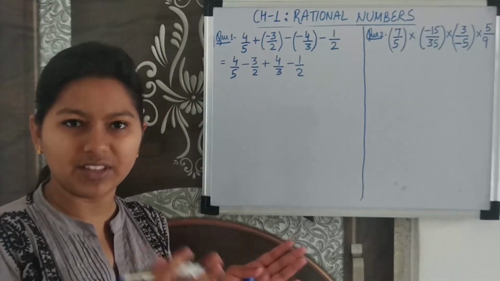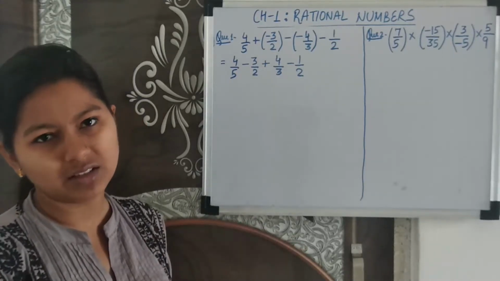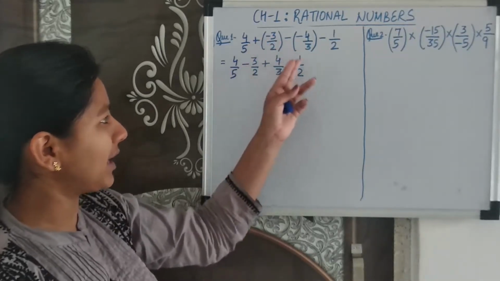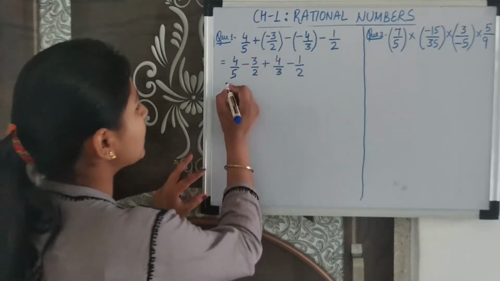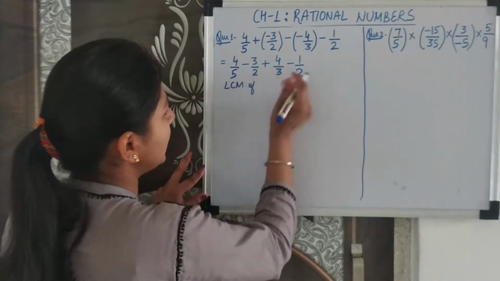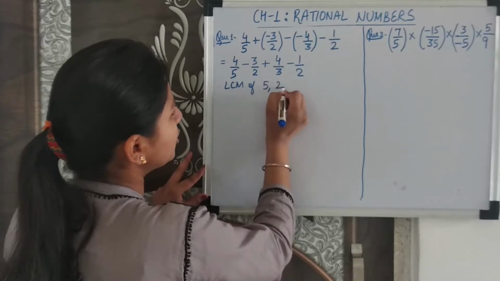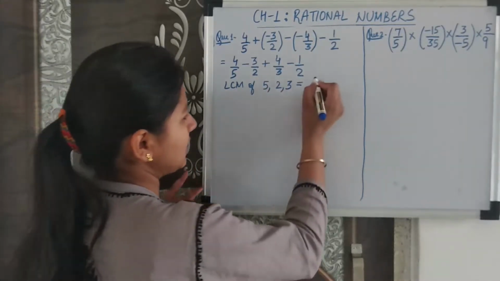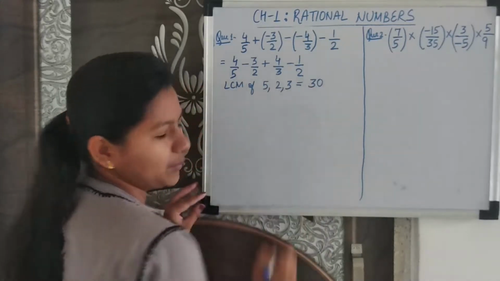That is very simple. If they are the same sign, it will become plus. If they are different signs, they will become minus. So plus minus minus and minus minus plus. Now the next step will be finding the LCM of this 5, 2, 3, again 2. Simply 5, 2 and 3. You can check by finding its LCM, it will come to 30.